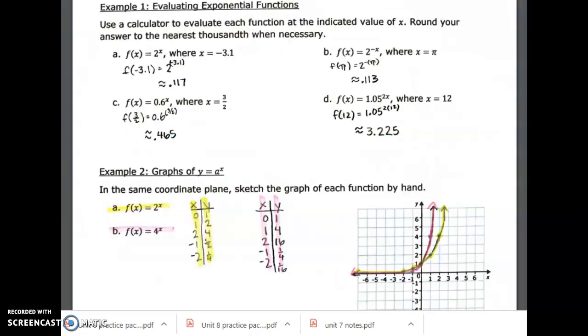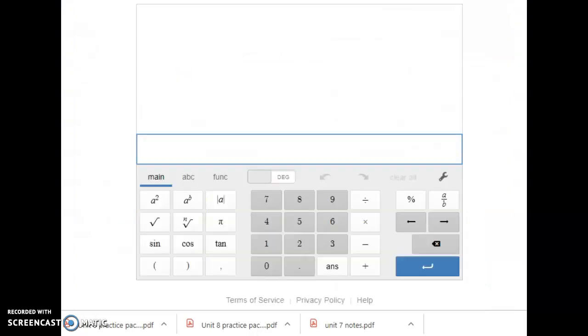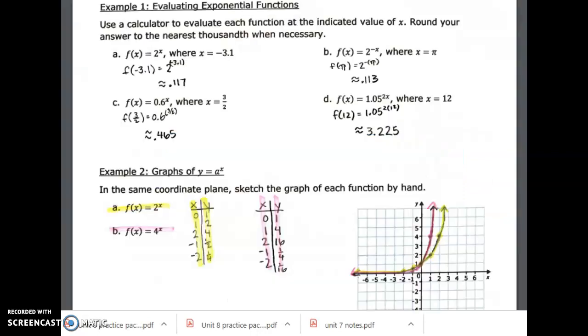So for the problem that we had on our paper, f of x equals 2 to the x, where x equals negative 3.1, we would just plug in that negative 3.1 where we saw an x and then put that into our calculator. So we could type the 2 and then use our exponent button and then type in our new exponent. And it gives us our decimal. We're going to get a lot of decimals in this unit. And the directions say to round to the nearest thousandth. So that's how we would do all of these problems up here. We're basically just plugging in a number for x.